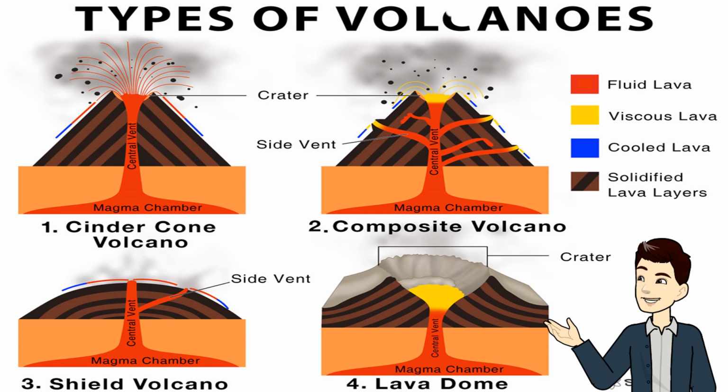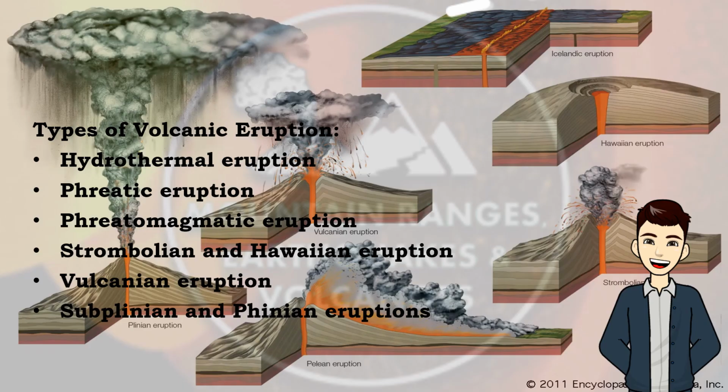Volcanoes are grouped into 4 types: cinder cones, composite volcanoes, shield volcanoes, and lava volcanoes. There are also types of volcanic eruptions. It depends on various factors such as chemistry of magma, temperature, viscosity, volume, presence of groundwater, and water and gas content. Following are the different types of volcanic eruptions: hydrothermal eruption, phreatic eruption, phreatomagmatic eruption, Strombolian and Hawaiian eruption, Vulcanian eruption, Subplinian and Plinian eruptions.